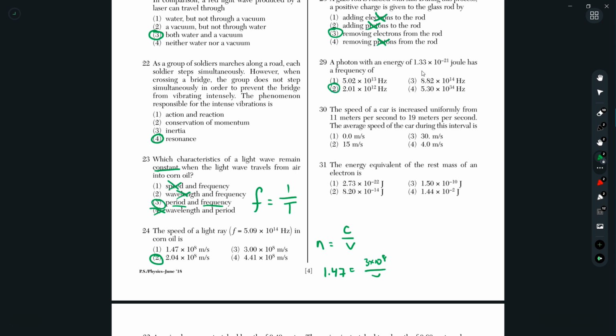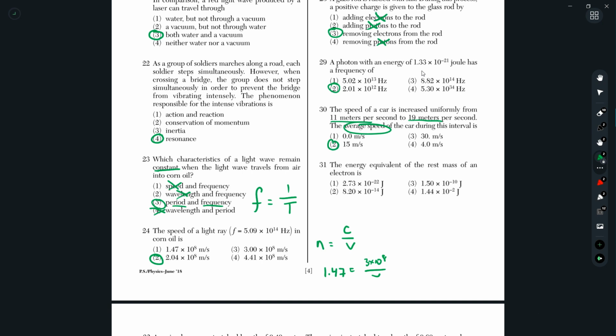Alright, speed of a car is increased uniformly from 11 meters per second to 19 meters per second. I want the average speed. Alright, this was something from the worksheets that we did a minute ago. If you need an average, simplest way is to add them all together, divide by how many numbers you have. So 11 plus 19 divided by 2 is 15.